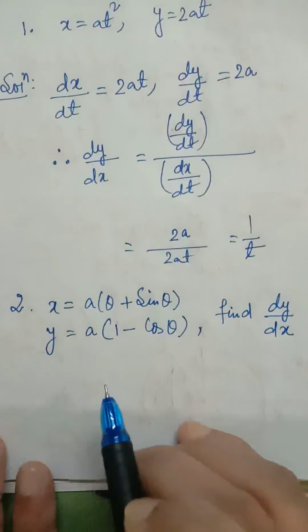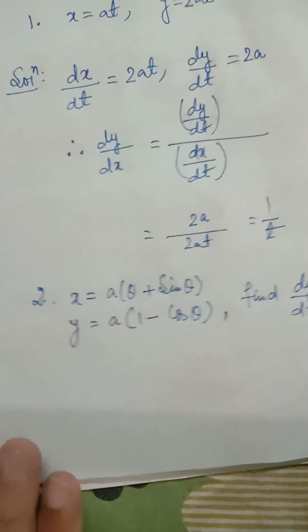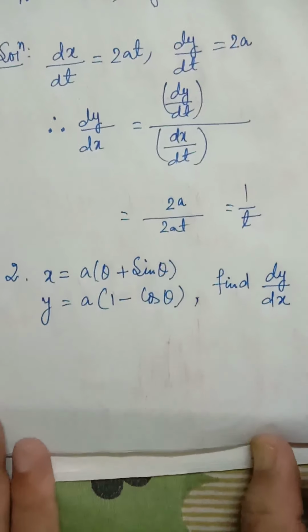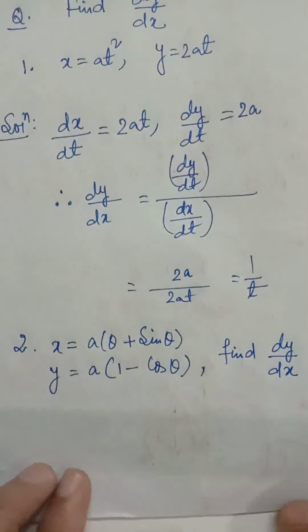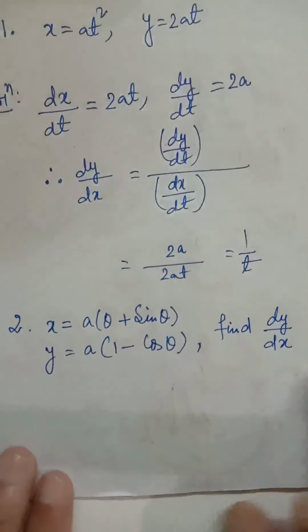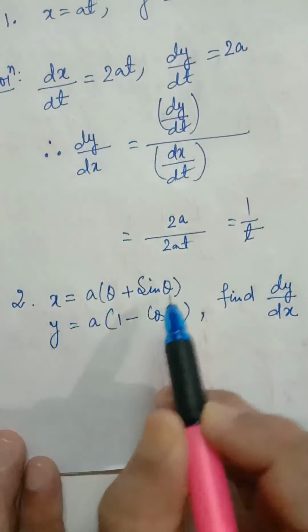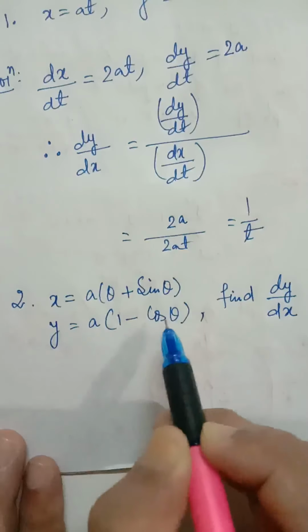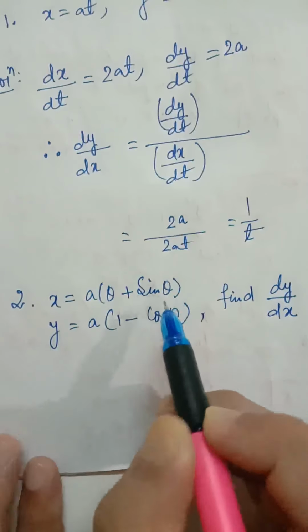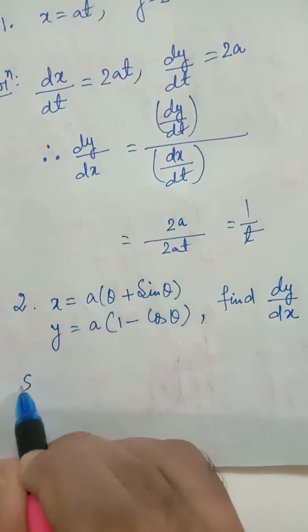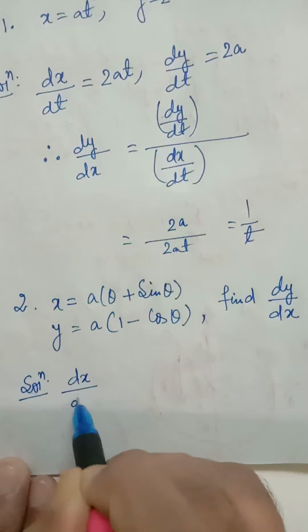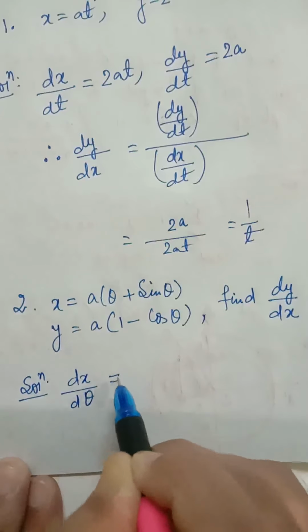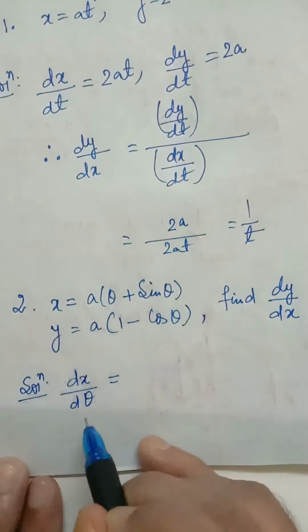This is another simple question from NCERT book. Given x equal to a into theta plus sin theta and y equal to a into 1 minus cos theta, to find dy by dx. Here x is given in terms of theta, y is also given in terms of theta. So theta is parameter, theta is the third variable. So first of all we have to find dx by d theta. Here theta is the variable, parameter, third variable, we have to differentiate with respect to theta.